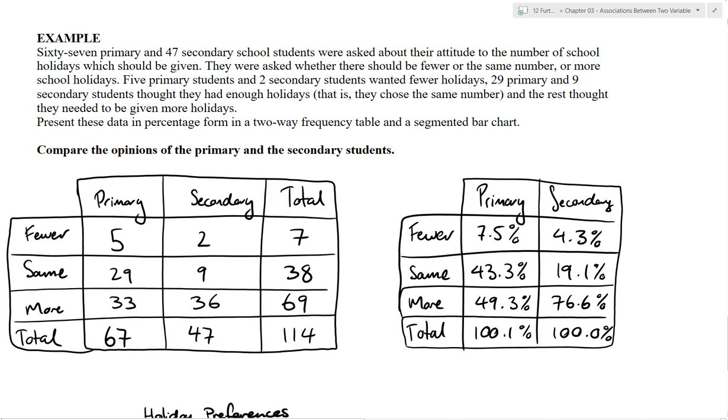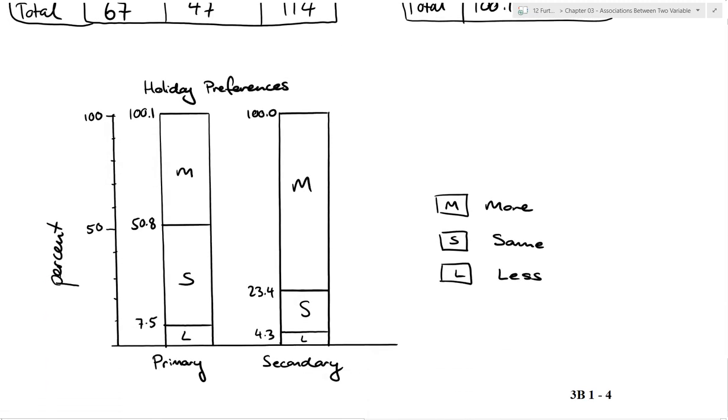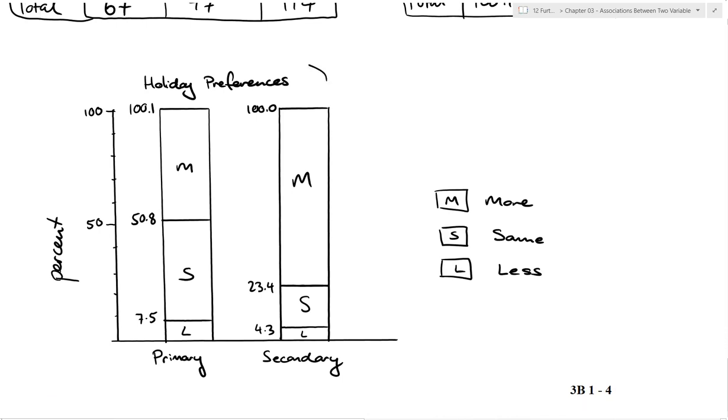So then I made myself a segmented bar chart. One on the left for primary school, one on the right for secondary school. I put a title at the top, holiday preferences. On the left, I got my scale from 0 to 100 for percents, marking in dashes as I go, and I only wrote in 50 and 100 because you can see that the dashes mean tens. Primary and secondary, because it's categorical data, they don't need to touch, so there's a nice gap in the middle here, which is good. I drew in my lines.